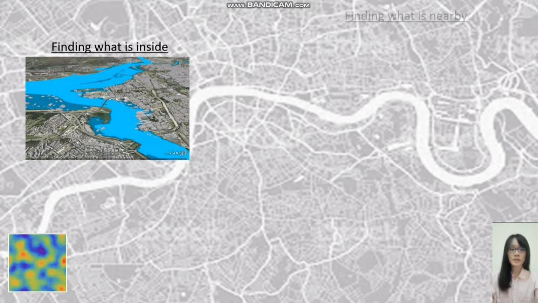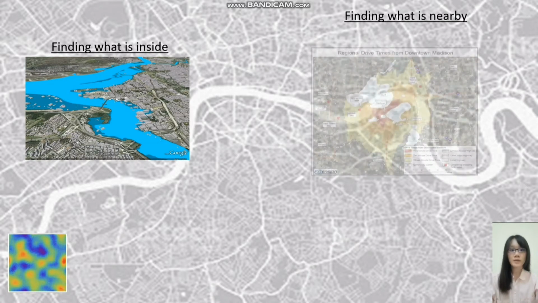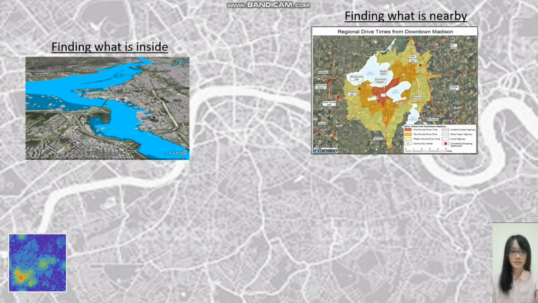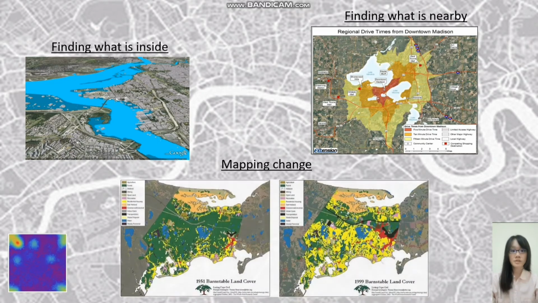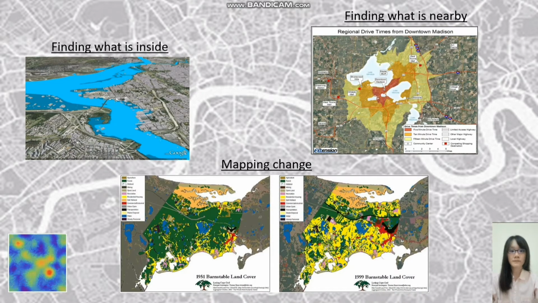Next, finding what is nearby. We can find out what is happening within a set distance of a feature or event by mapping what is nearby using geoprocessing tools like buffer. The last one is mapping change. We can map the change in a specific geographic area to anticipate future conditions, decide on a course of action, or to evaluate the result of an action or policy.